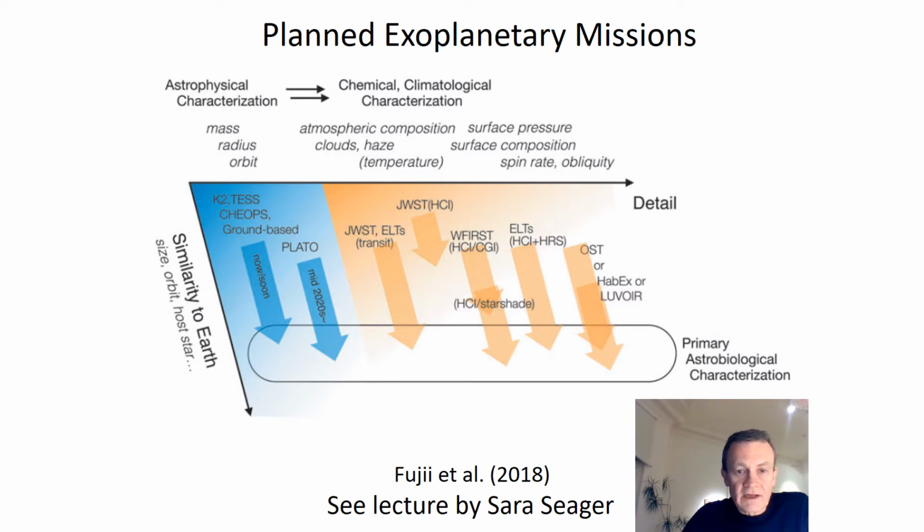The colors at the bottom, we're moving from present day and near future missions like K2 and TESS, Plato's coming soon, and then into future missions like in the near future JWST, and then future giant telescopes like the ELTs or even Hubble and LUVOIR. Sarah Seeger will talk more about the telescopes. This plot comes from a paper by Fuji et al.